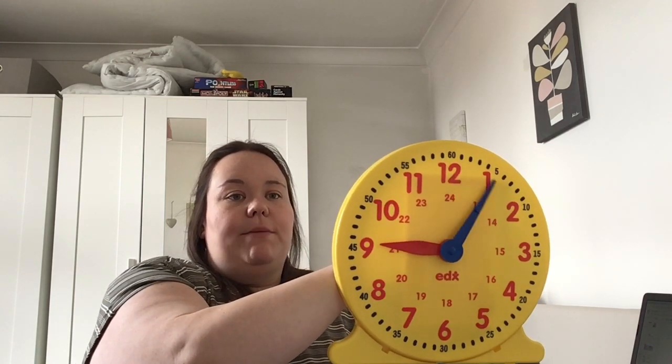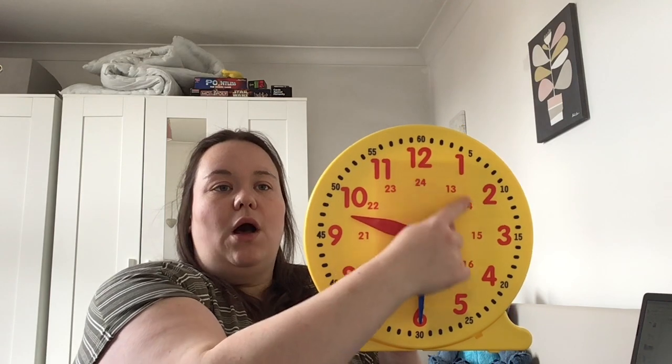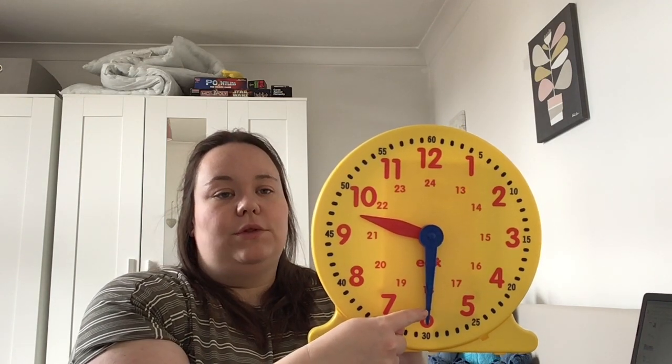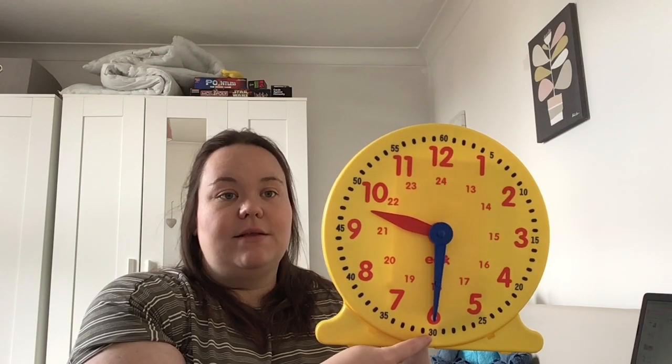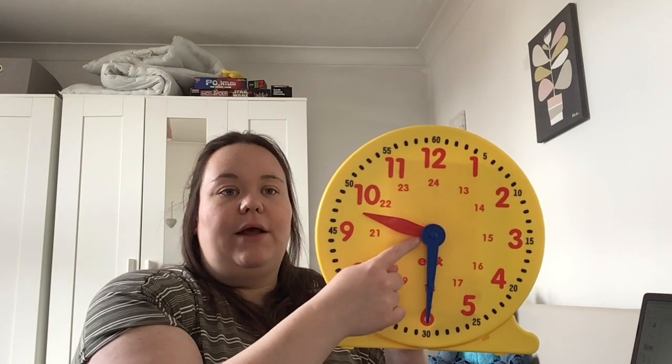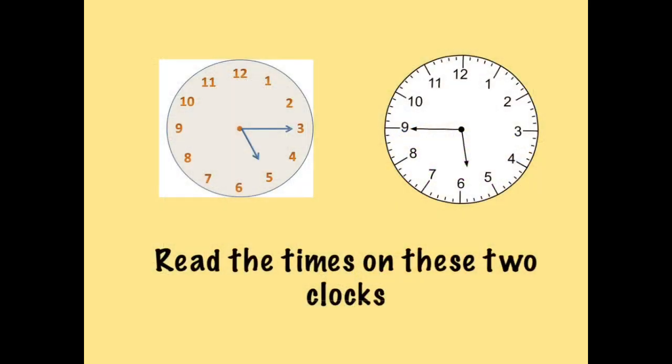Ravi's bedtime is a little bit different. This time you will see that the minute hand is pointing towards the 6. It has gone halfway around the clock. When our minute hand is pointing to the 6, we say this is half past. And I can see that my hour hand has gone just past the 9, but not quite reached the 10. So we would read this as 9:30. Can you read the times on these two clocks before I show you how to work it out?